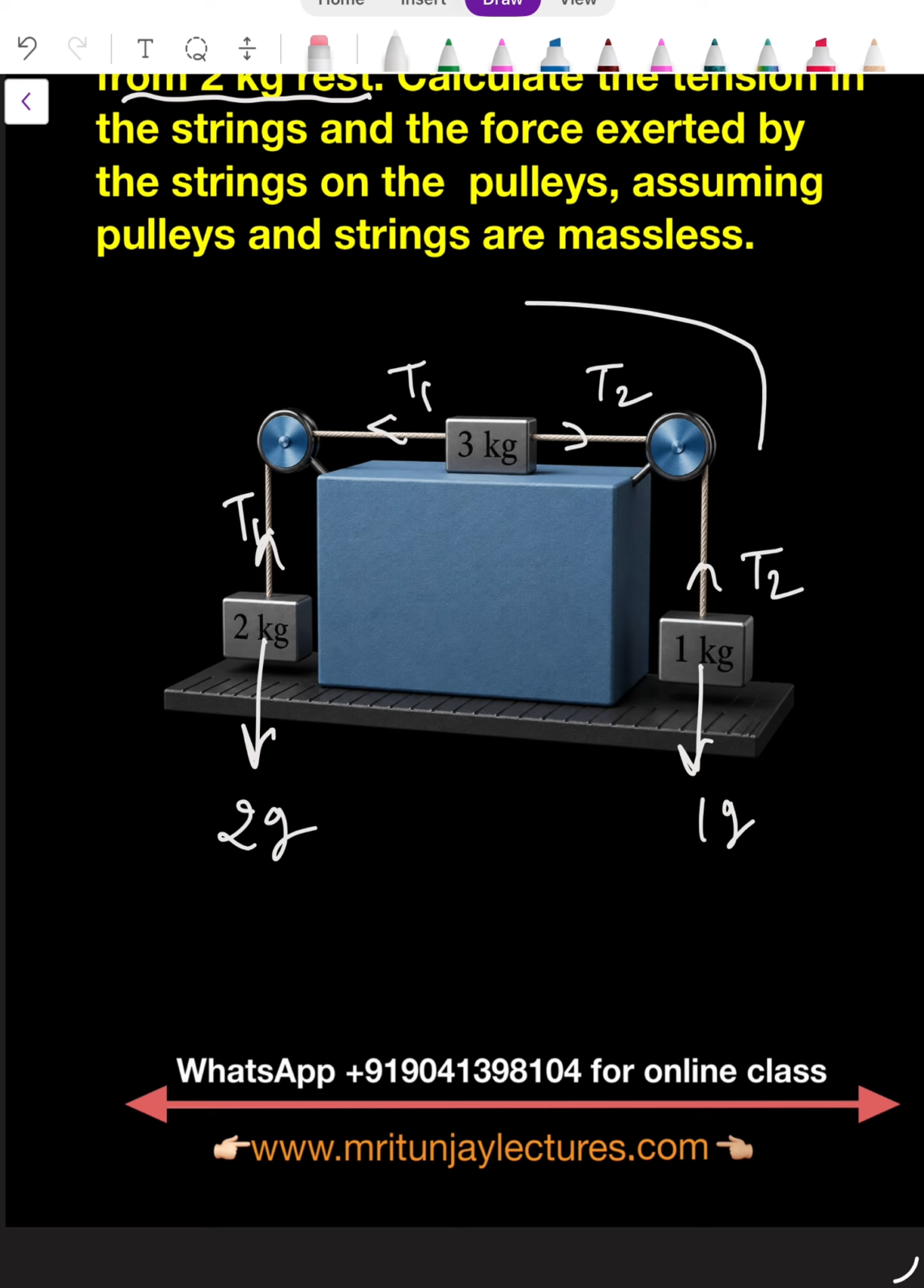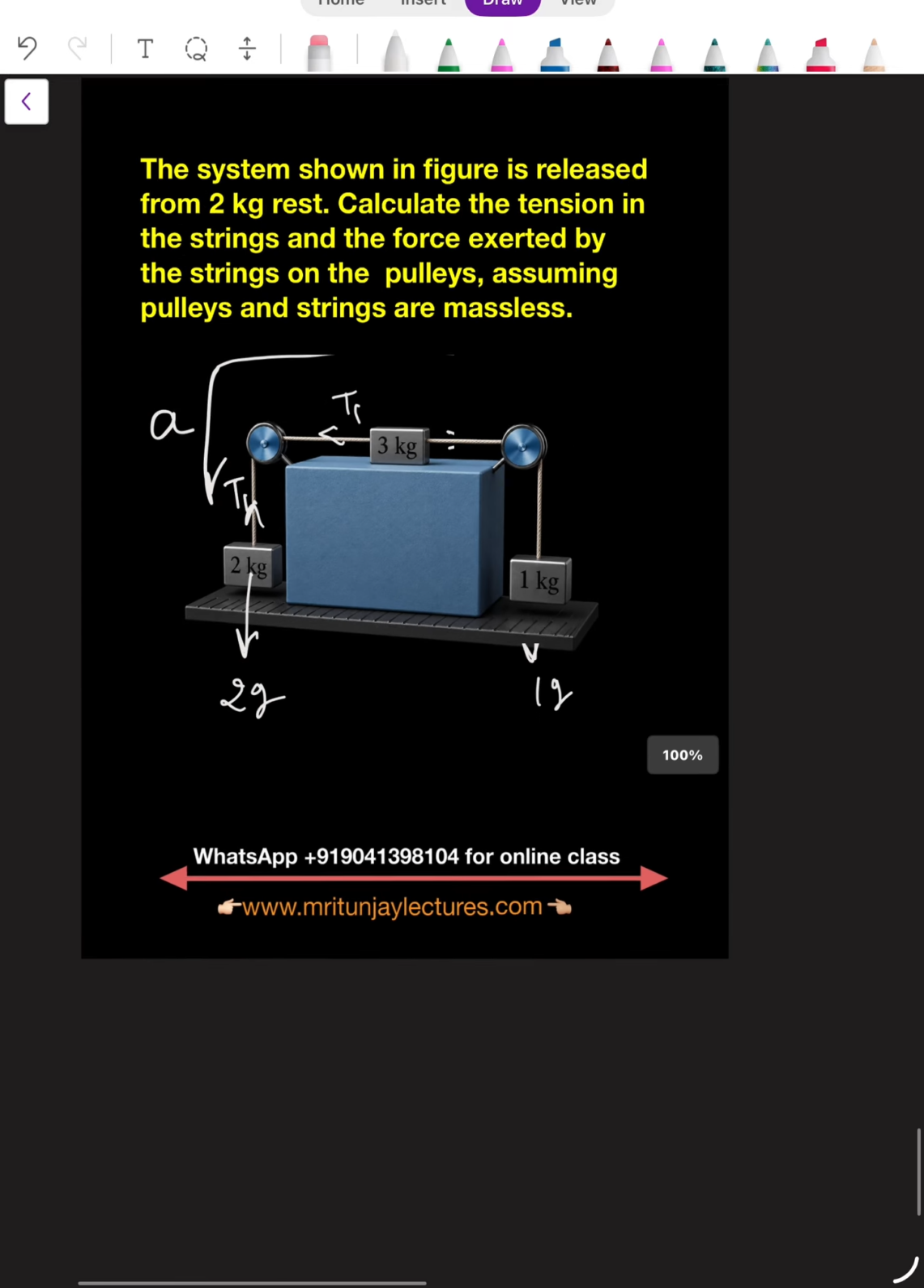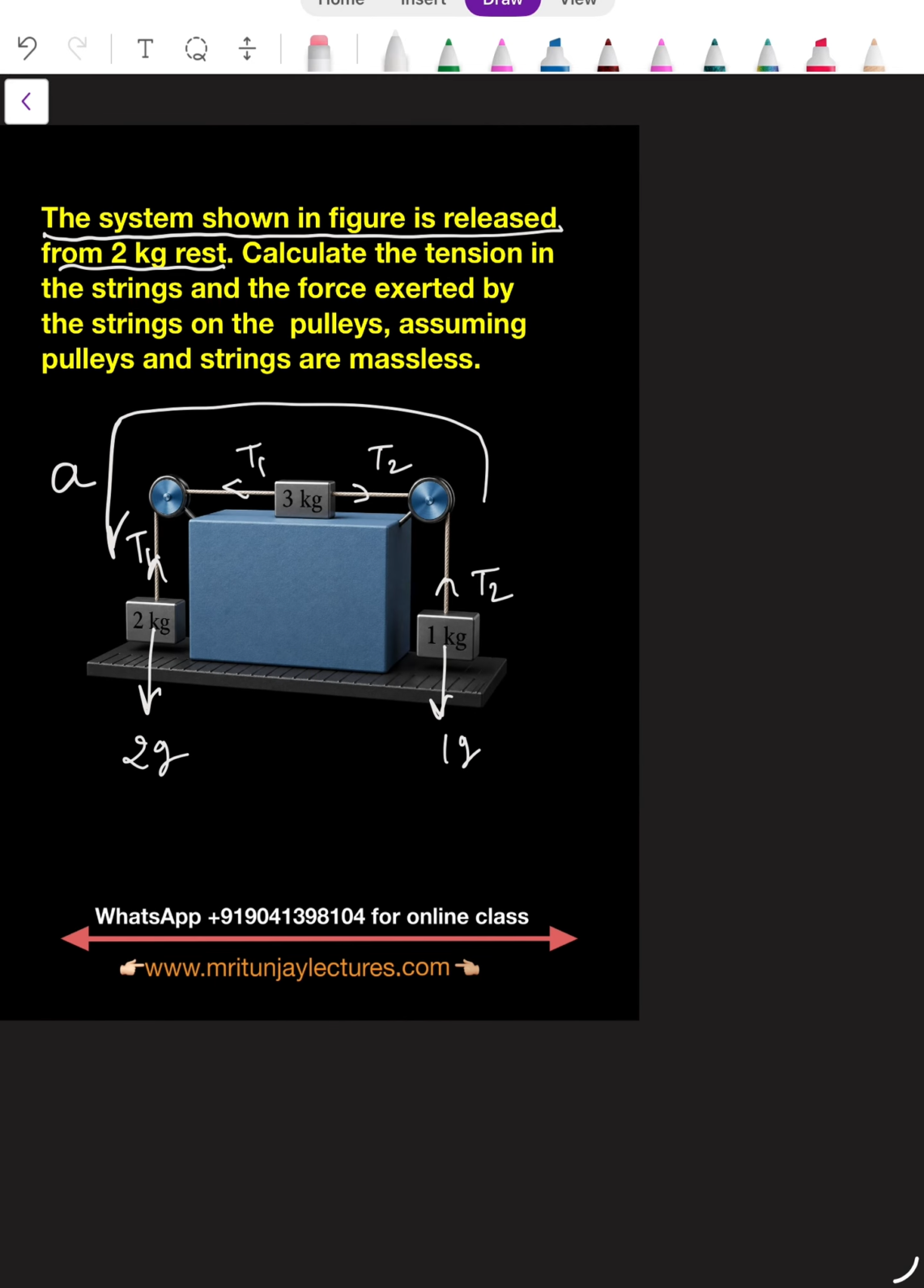Let us suppose whole system acceleration is A. Okay. Now, next target, if you see very carefully, 2g minus T1, this will be equal to 2A, no problem. T2 minus 1g, this will be equal to A, no problem. T1 minus T2, since surface is frictionless, this will be equal to 3A, no problem.